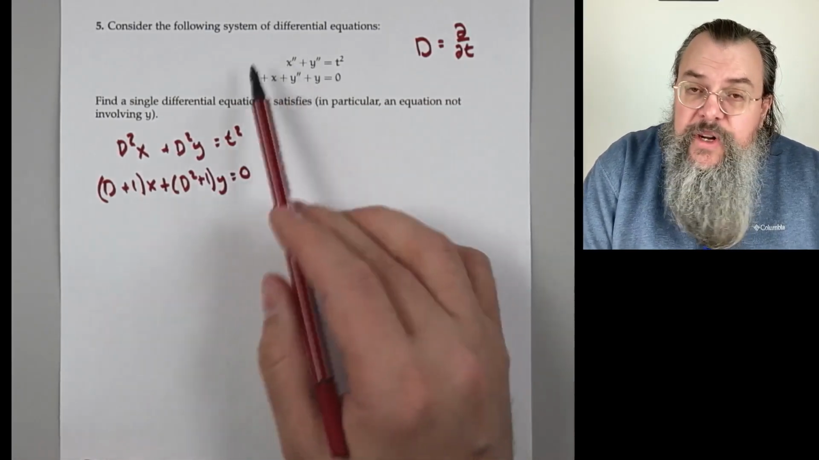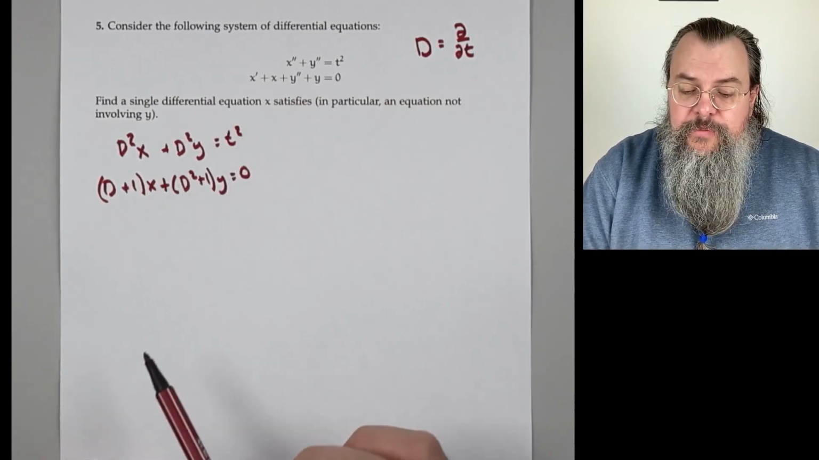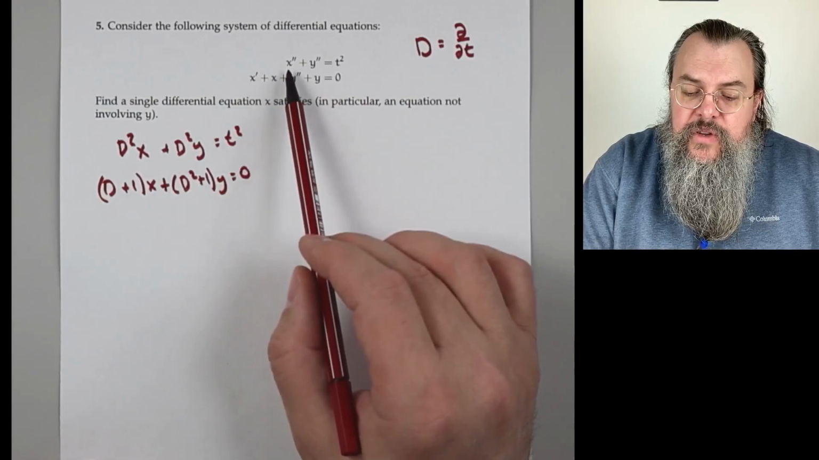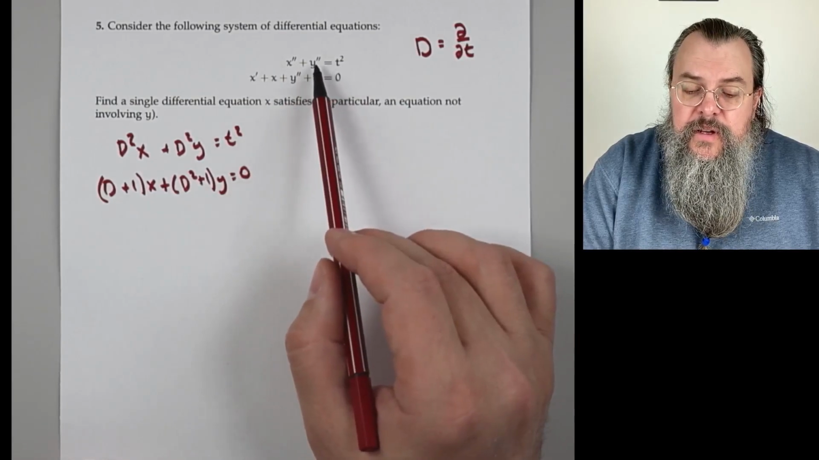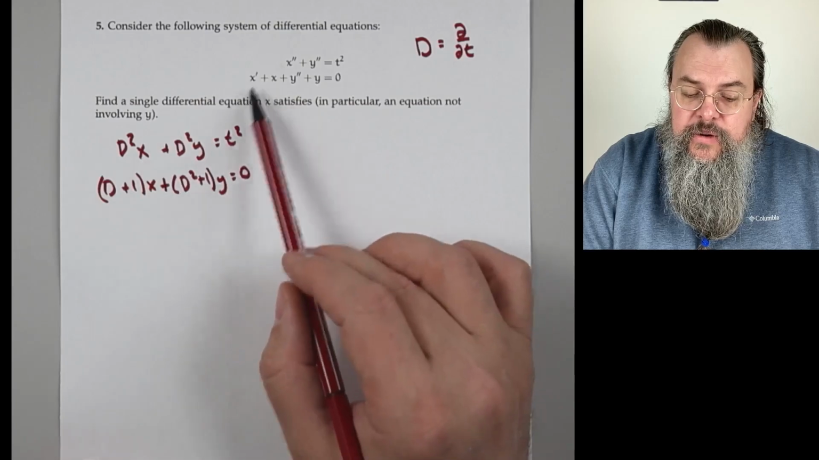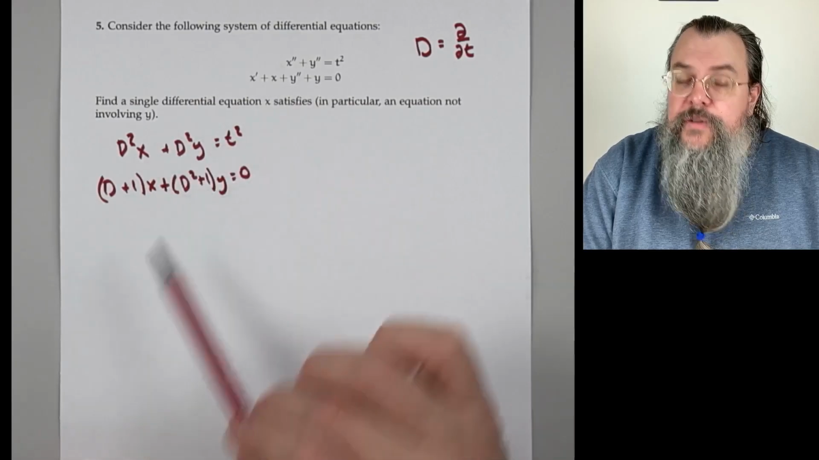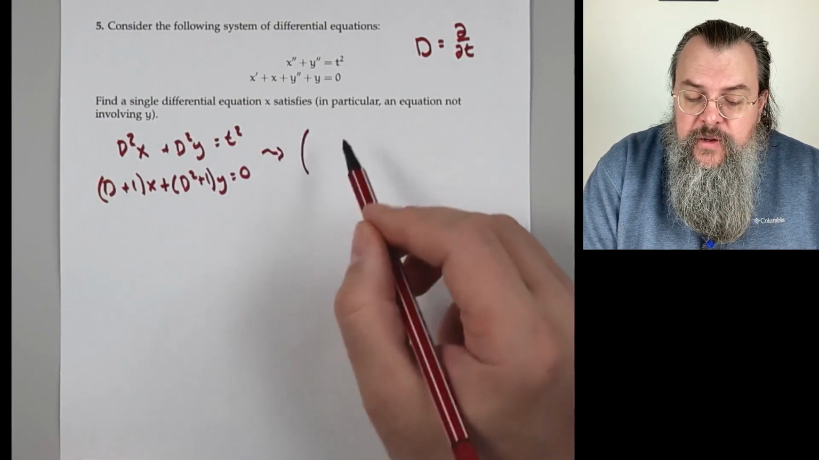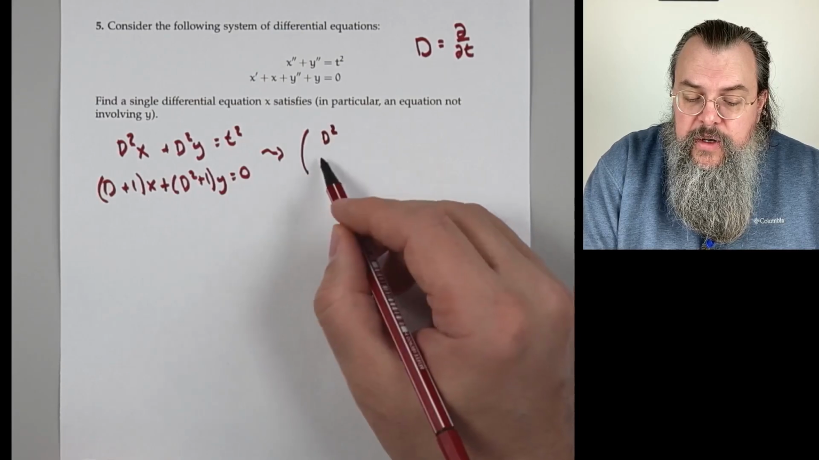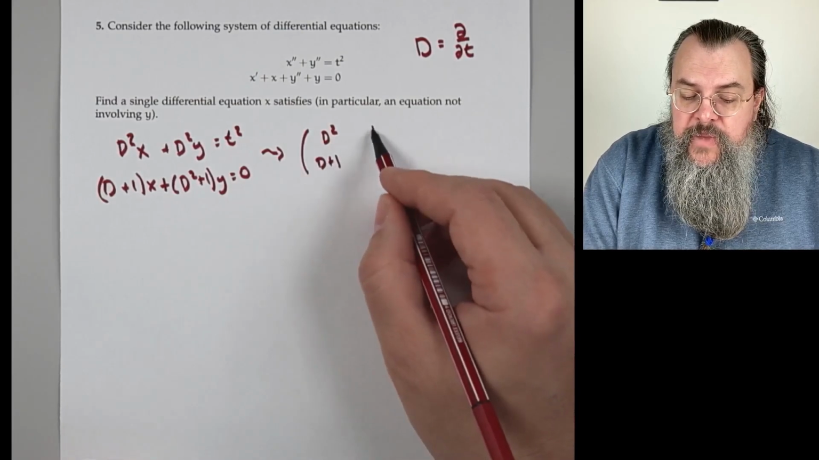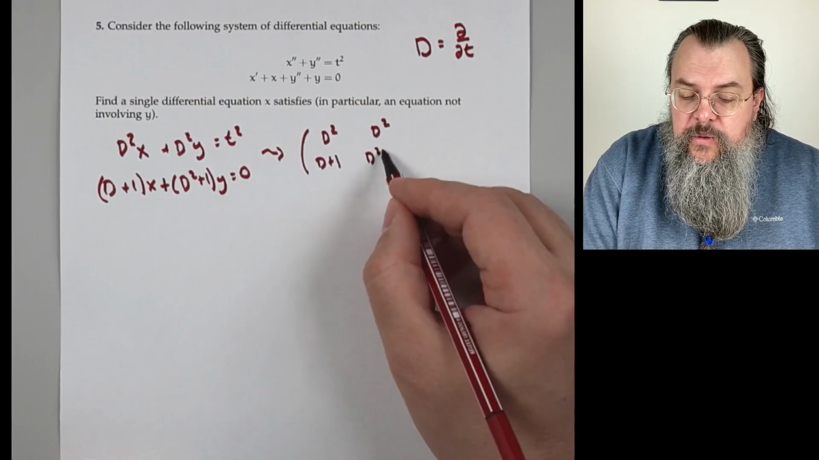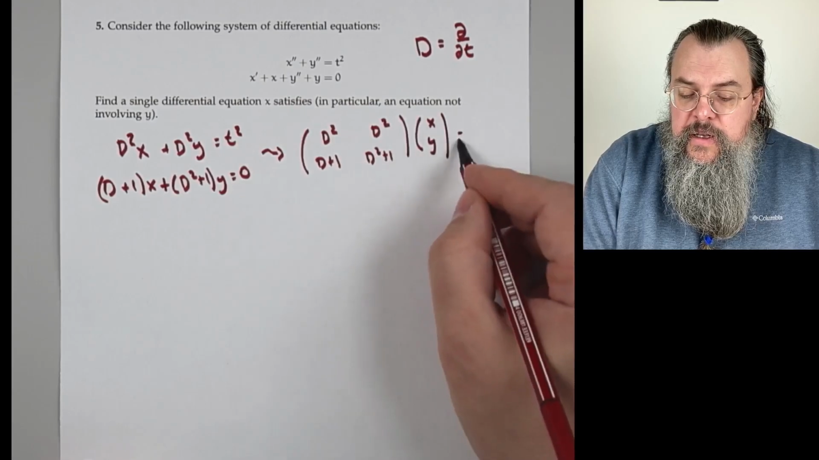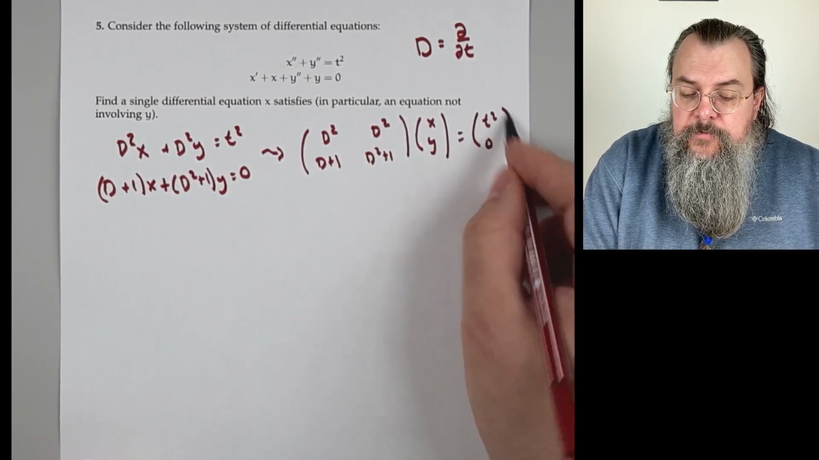So we've rewritten this using our D notation. And just make sure you have the right values of D, right? So the key is how many derivatives do you have? 2 derivatives, D squared. 1 derivative, D. No derivatives, 1s. And we say, all right, in matrix form, this would be written as the matrix D squared, D squared; D plus 1, D squared plus 1, times the vector x, y, equals the vector t squared, 0.